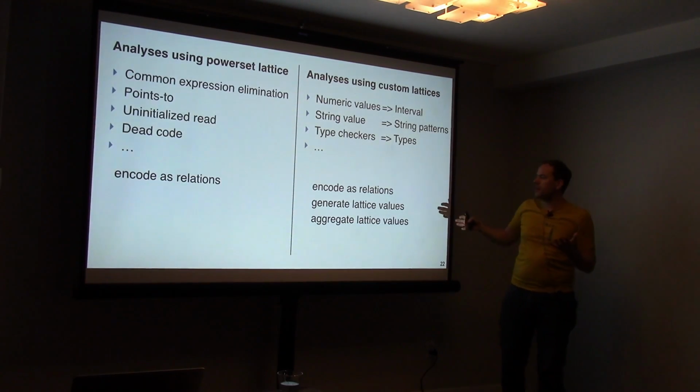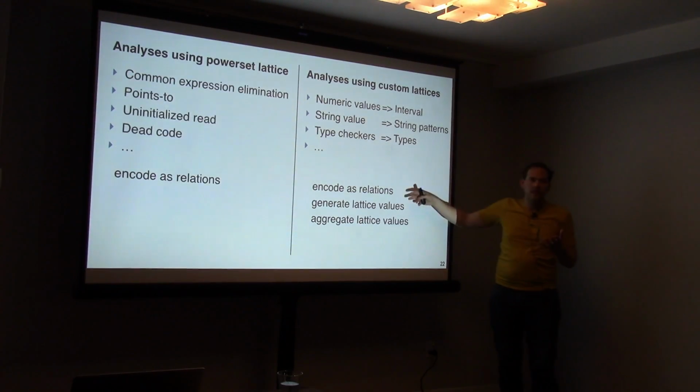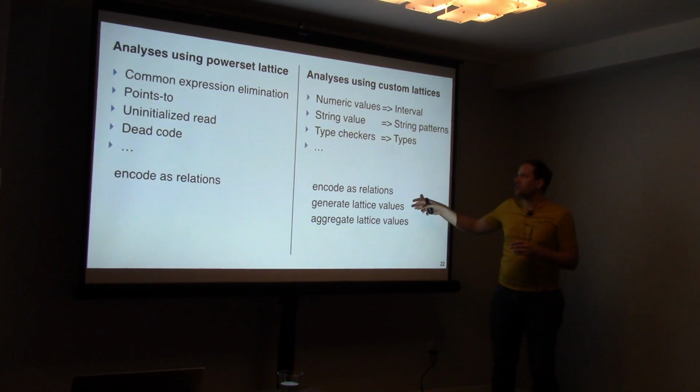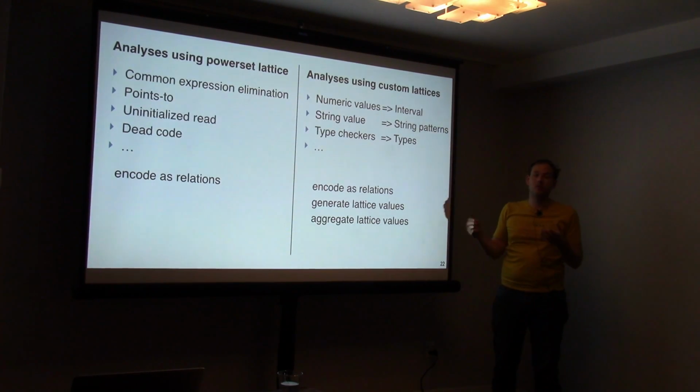And so there's still relations under the hood, right? The control flow graph is still a relation. But also there's new challenges. We need to be able to generate lattice values, and that's really the hard part, we need to be able to aggregate them.